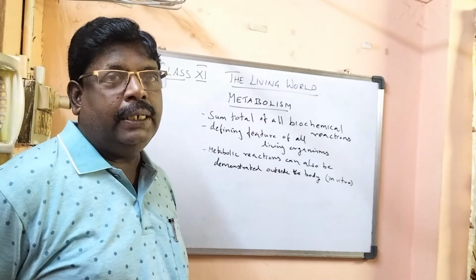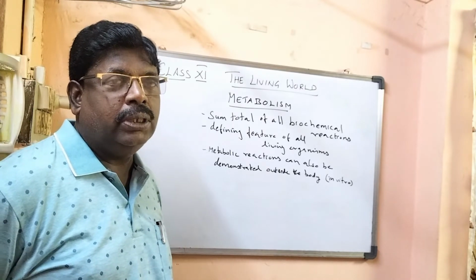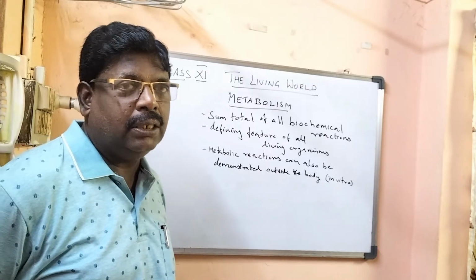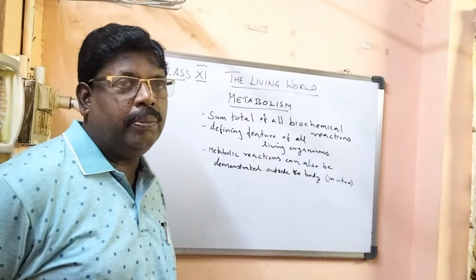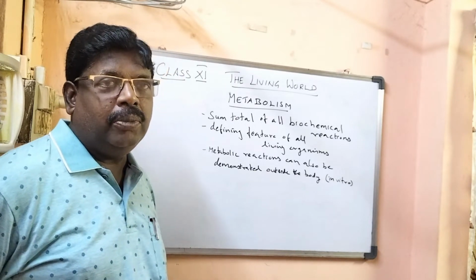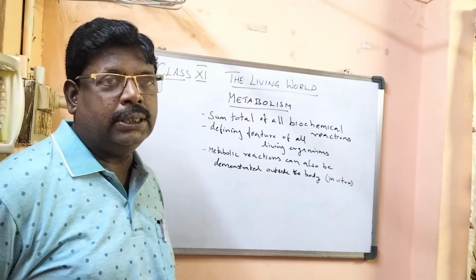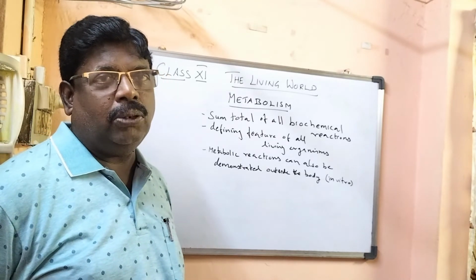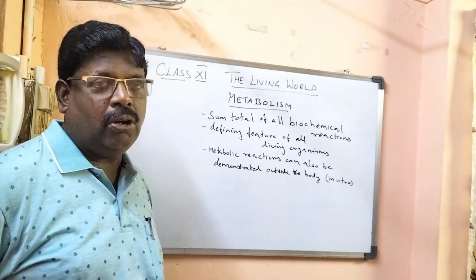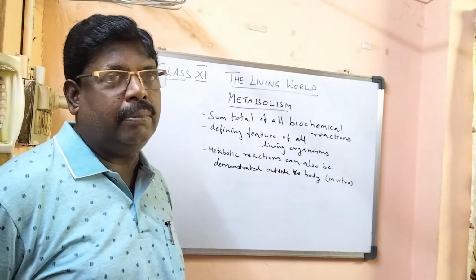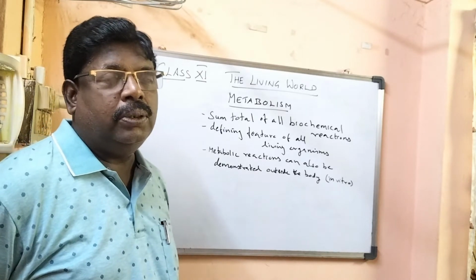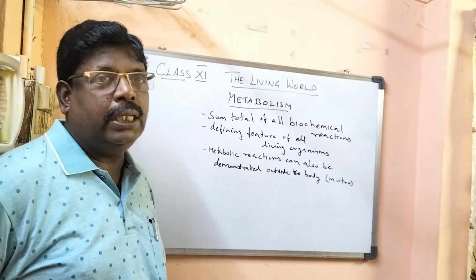So when you take plant, under plant physiology, you know that photosynthesis occurs, transpiration occurs, respiration occurs, growth, reproduction, everything. These are all metabolism only. Even in human beings, we have various life processes like digestion, respiration, circulation, excretion, like that. All these are physiology. That is nothing but metabolism. When I talk about metabolism, there are two types. One is anabolism, the other one is catabolism.